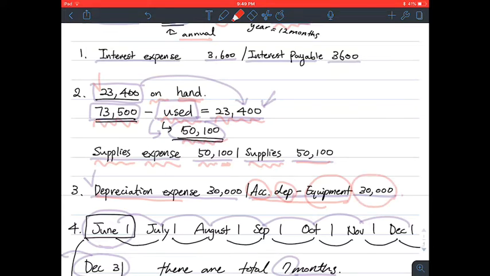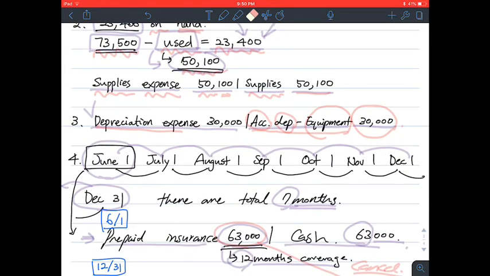Why do we not just depreciate it and credit equipment? Because if we do this, then when all the depreciation is over, we don't know how much the equipment costs. So we have this accumulated depreciation equipment account. Okay, very simple. And on number 4, it says Huang paid $63,000 for 12 months of insurance coverage on June 1st, 2017.